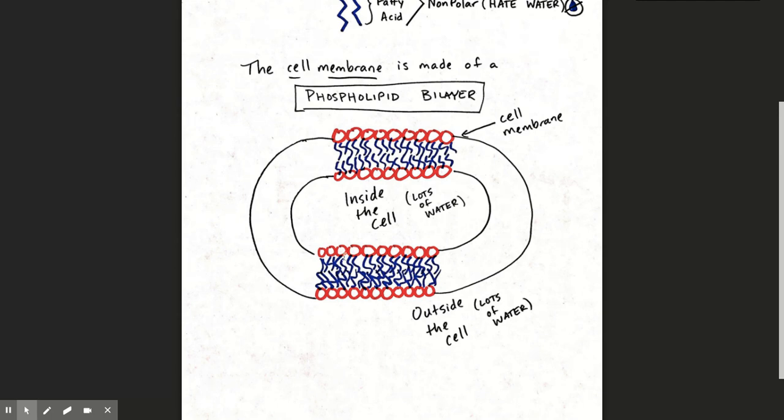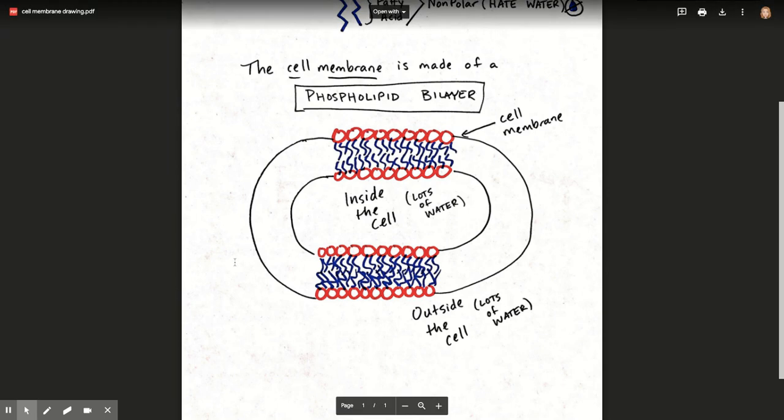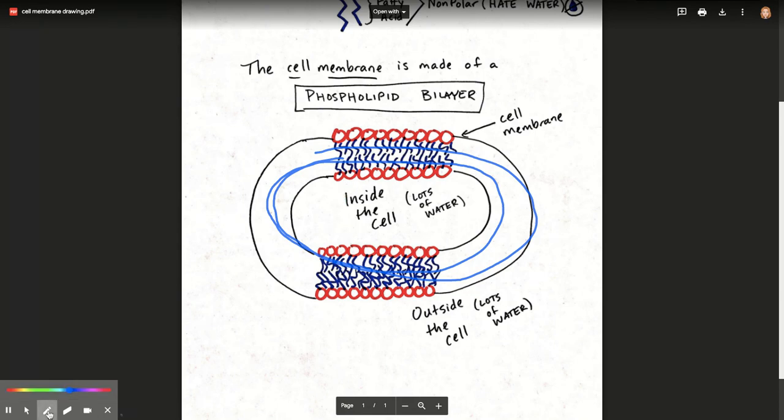in zooming in and taking a look at our cell, we have the membrane, which is typically represented by a single line. But if we zoom in on that single line, it's actually two layers of phospholipids. And that's why we call it the phospholipid bilayer. Here we have the inside of the cell.